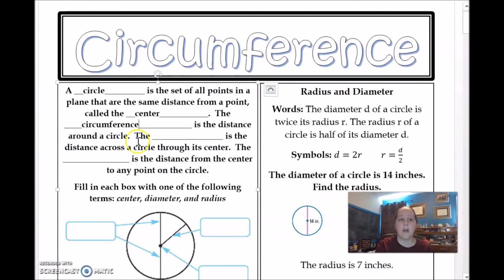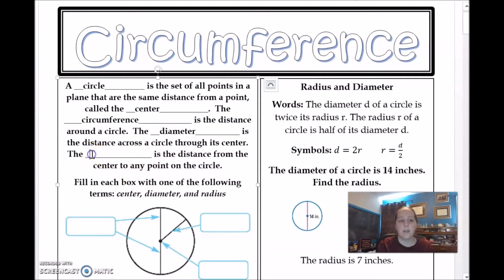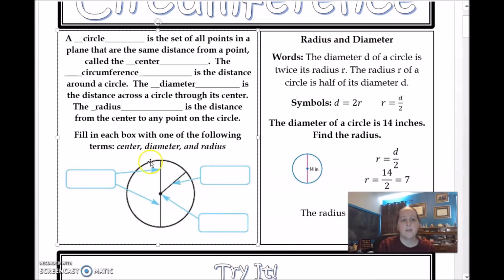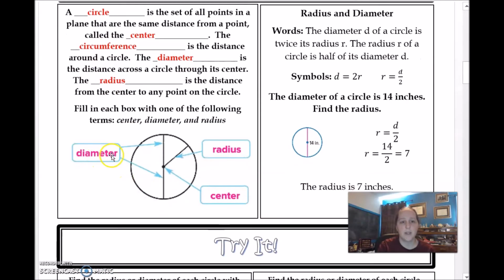So the circumference is the distance around a circle, and the diameter is the distance across the circle through its center, and the radius is the distance from the center to any point on the circle. So I can fill in each box with one of the following terms: center, diameter, and radius. This line right here is going to be my diameter. This line right here is my radius, and this point right here is my center. So it's going to look like this. Here's my diameter, here's my radius, and here's my center.